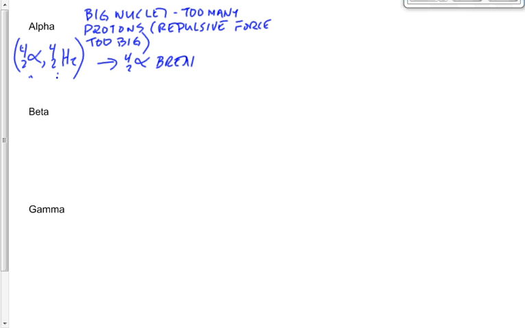We're going to say the alpha particle breaks off to improve the neutron to proton ratio.